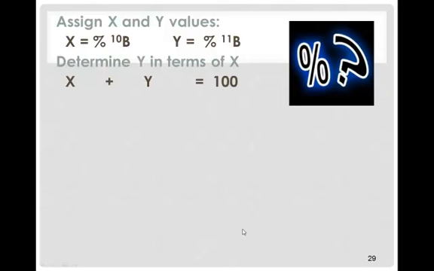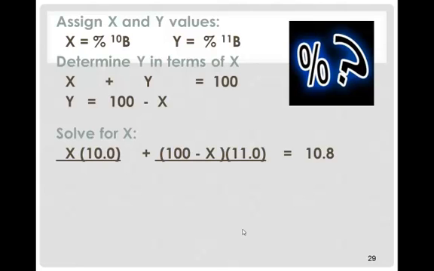Now we're going to look at it and say, we know that X and Y are going to equal 100%. We know that for sure, because we only have two isotopes, and they have to equal 100%. So we're going to manipulate our equation and solve in terms of Y. So Y is going to equal 100 minus X. If we know X and we subtract it from 100, we would get the percentage of Y. So now we have to solve for X.